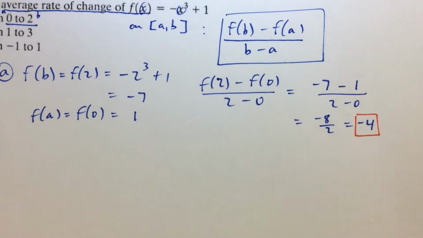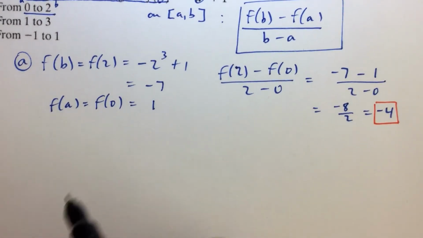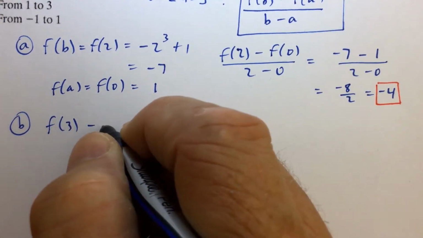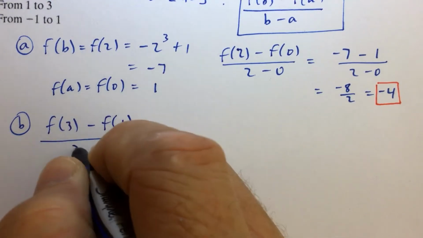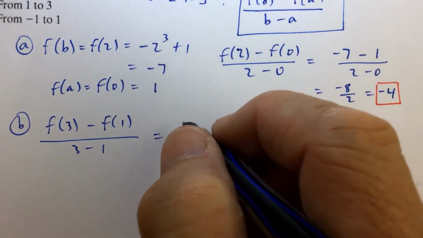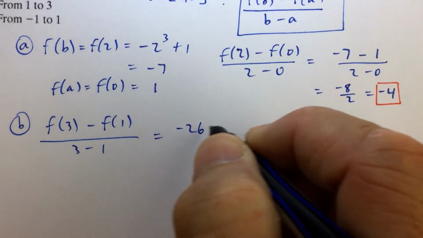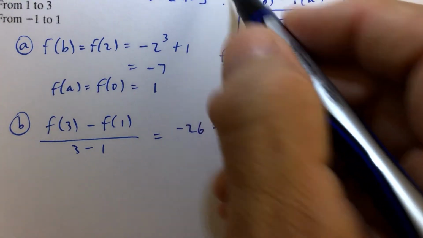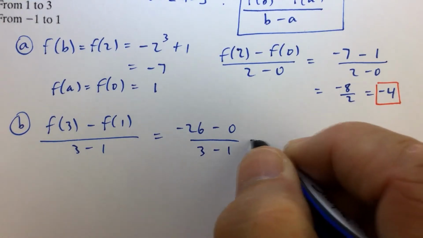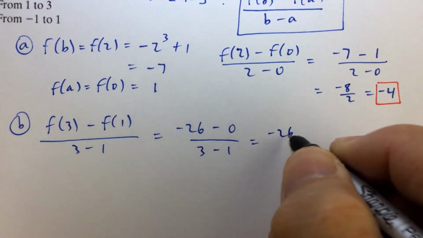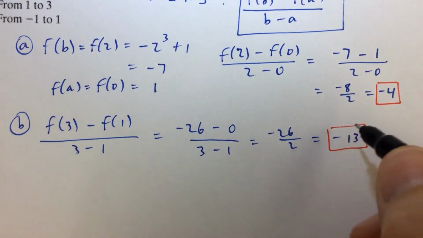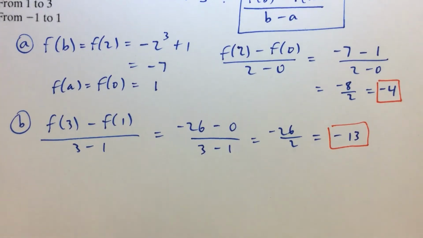How about on the interval from 1 to 3? Well, let's do that. Part B, so this will be a little bit more streamlined here, f of 3 minus f of 1. f of 3 is negative 3 cubed, that's negative 27, plus 1 is negative 26. f of 1, negative 1 plus 1 is 0, over 3 minus 1, it's 2. So we have negative 26 over 2, which is negative 13. So that's a little bit more streamlined. You got the full explanation there in part A.